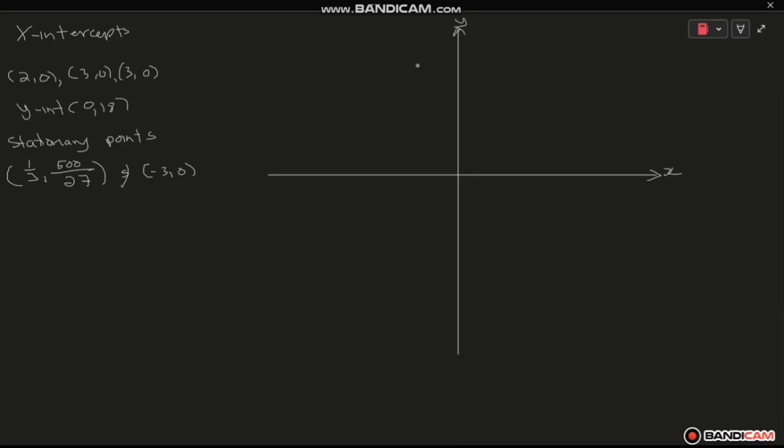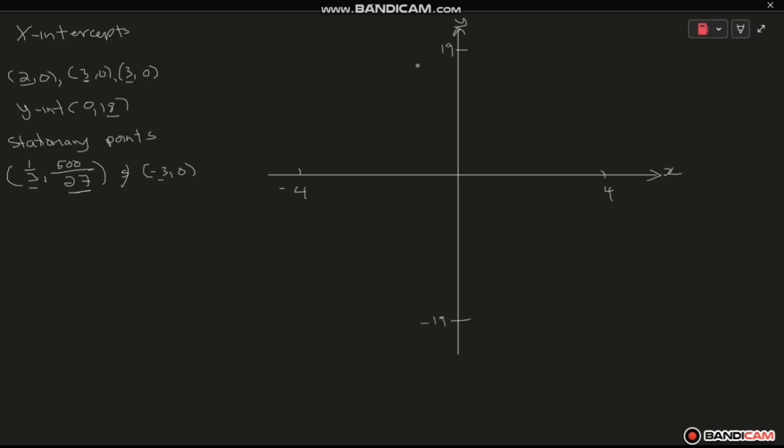You label your Cartesian plane. Then the values of x, we have 2, we have 3, we have 1 over 3, and we have negative 3. Therefore we can say we have negative 4 here. Then we'll assume we have positive 4. Then the values of y, we have 500 over 27, which is 18.5. We have 18. Then we can say we're having 19 here. Then we'll assume we have negative 19 here.